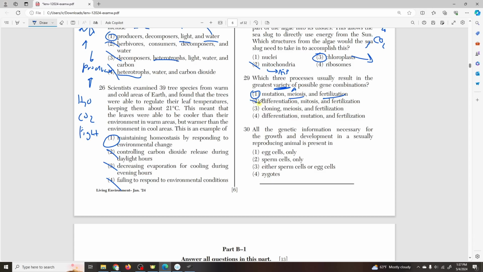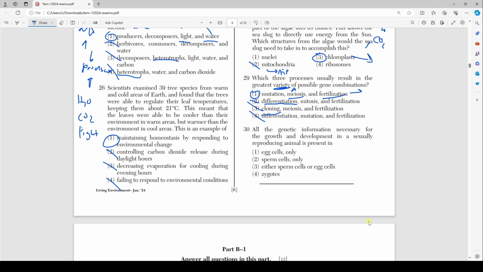Differentiation is not how you have different possible gene combinations. Differentiation happens when you're actually developing and you start to form your own organs. Cloning is false because cloning produces direct copies of one another, and differentiation is false for the same reason, right? So fertilization would be correct, because that's when a mother and a father's DNA would mix together during fertilization. Meiosis would be correct because that's what leads to sexual reproduction, which is what you need to even initiate fertilization. And mutation is correct because mutation is the way that you have random changes in DNA.